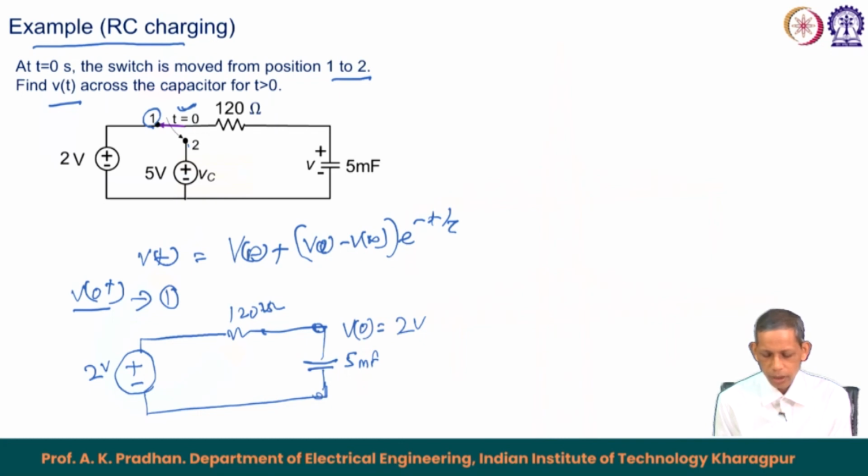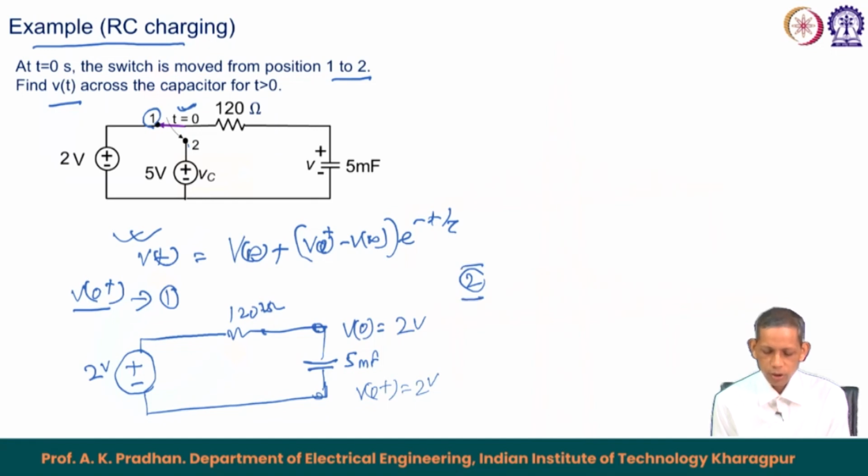As the capacitor voltage cannot change instantaneously when it goes from position 1 to position 2, now we will talk about position 2. So, this V 0 plus also becomes equal to 2 volt, which we will be using in this relation for the voltage expression.